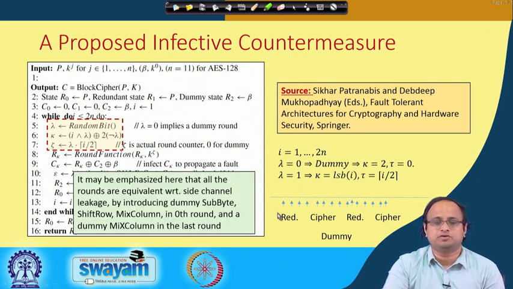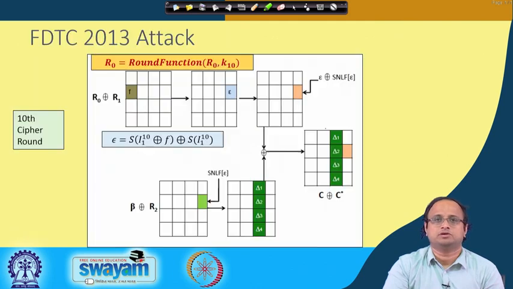We have seen a few points in the last class: the cipher round, the redundant cipher round, and the dummy rounds are constructed so that they are equivalent and cannot be distinguished by other side channel techniques like power or electromagnetics, so that it becomes difficult for the attacker to induce a fault at an opportune location.